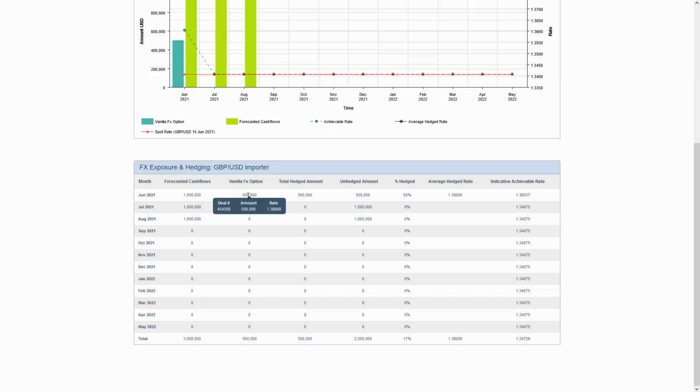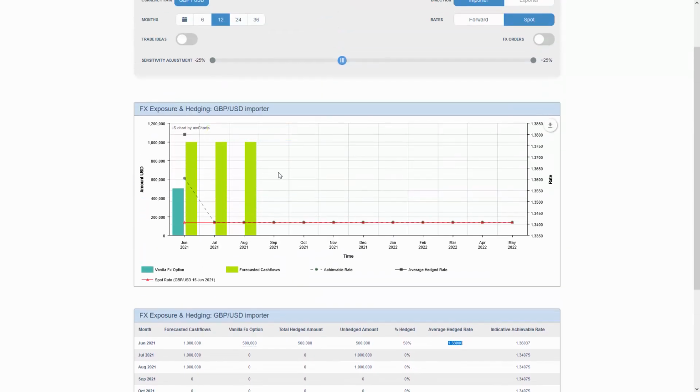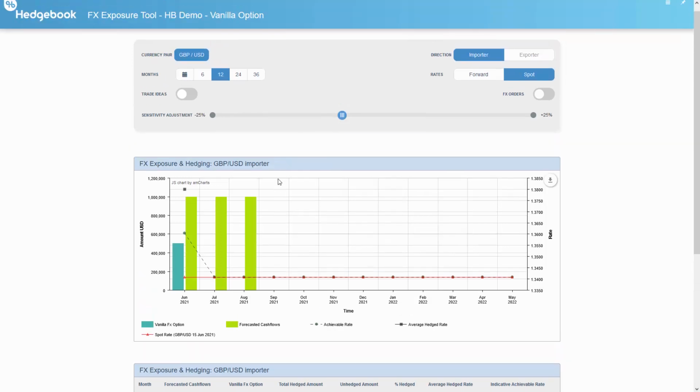So you can see this is our option at the strike. The table of numbers is just representing what's going on in the chart above.